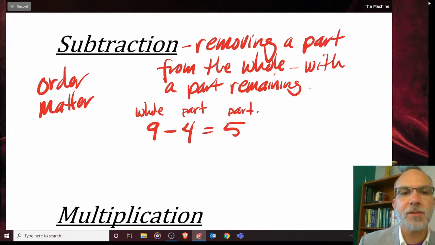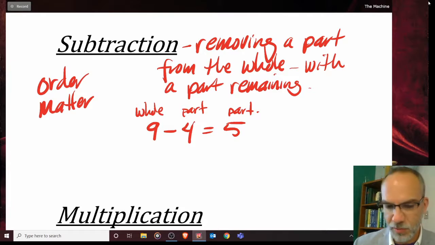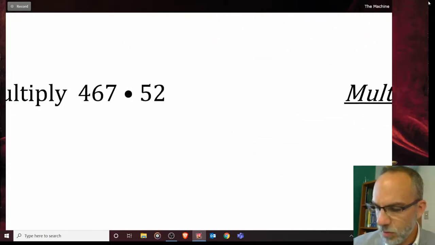Okay, so be mindful of the structure there. Order matters when you subtract. All right, now let's do multiplication.